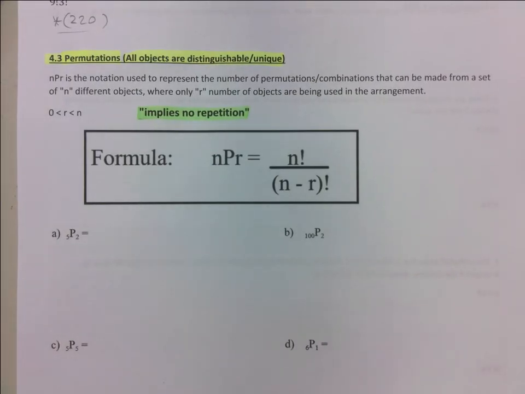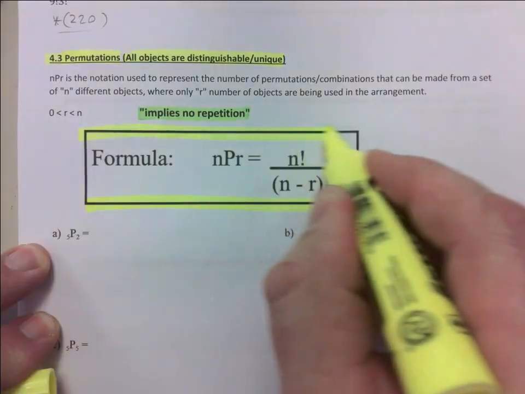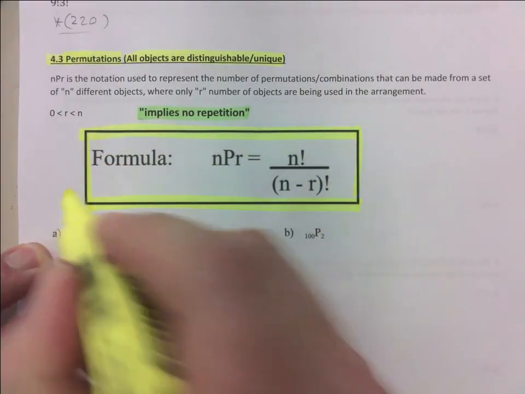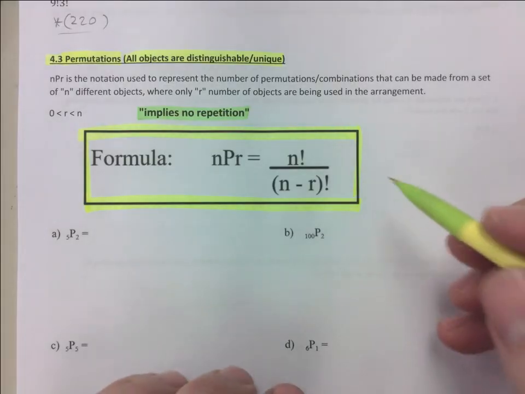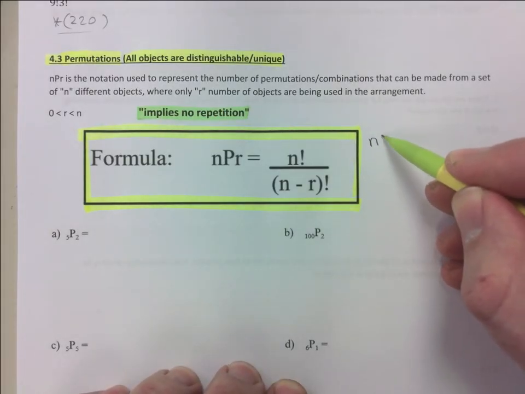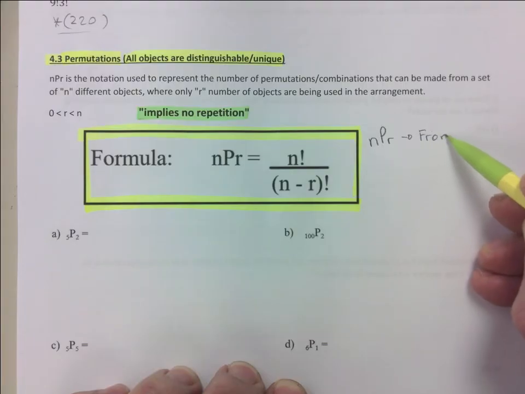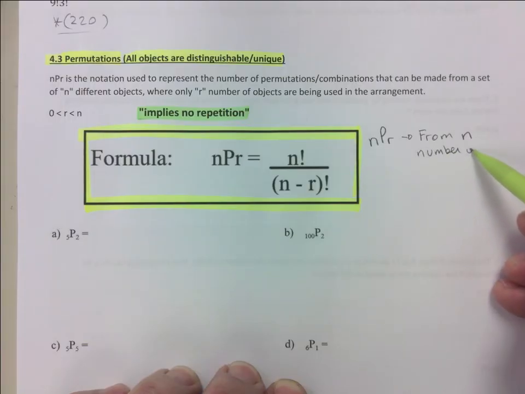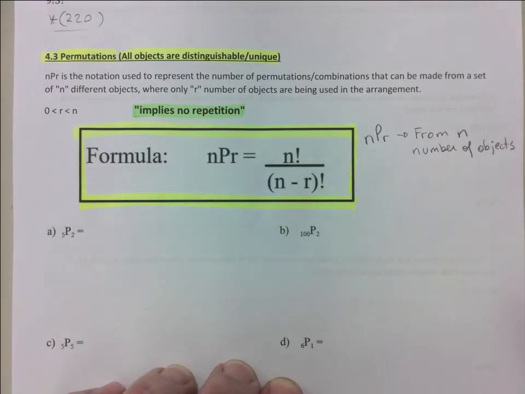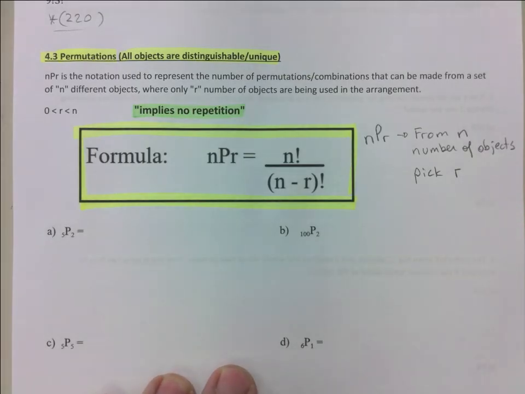Okay? And so here's your formula. You don't have to have the word formula in there, right? You just go nPr. And I will say this. This is the short and sweet version of nPr. Okay? From n number of objects, pick r at a time.